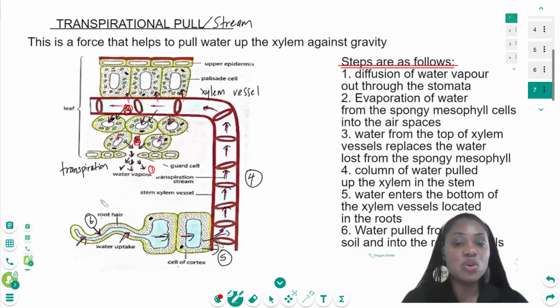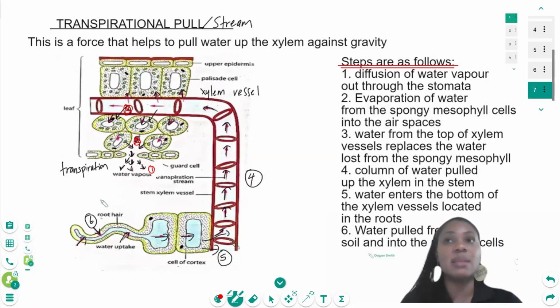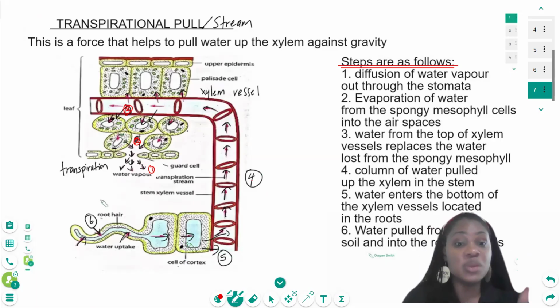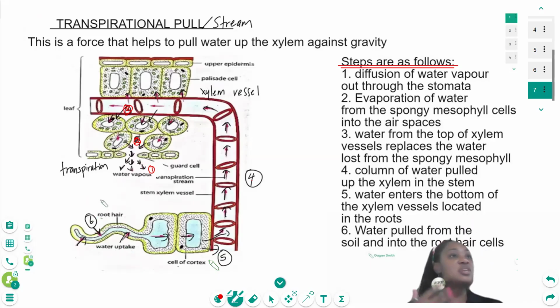Then number 5. Because we have been losing water from the xylem vessel, we have to pull water from the cells in the root to replace the water that we took out of the xylem vessel. And then because we are taking water from the cells in the root, we pull water from the soil to replace what we lost from the root. So it's literally just this continuous chain.